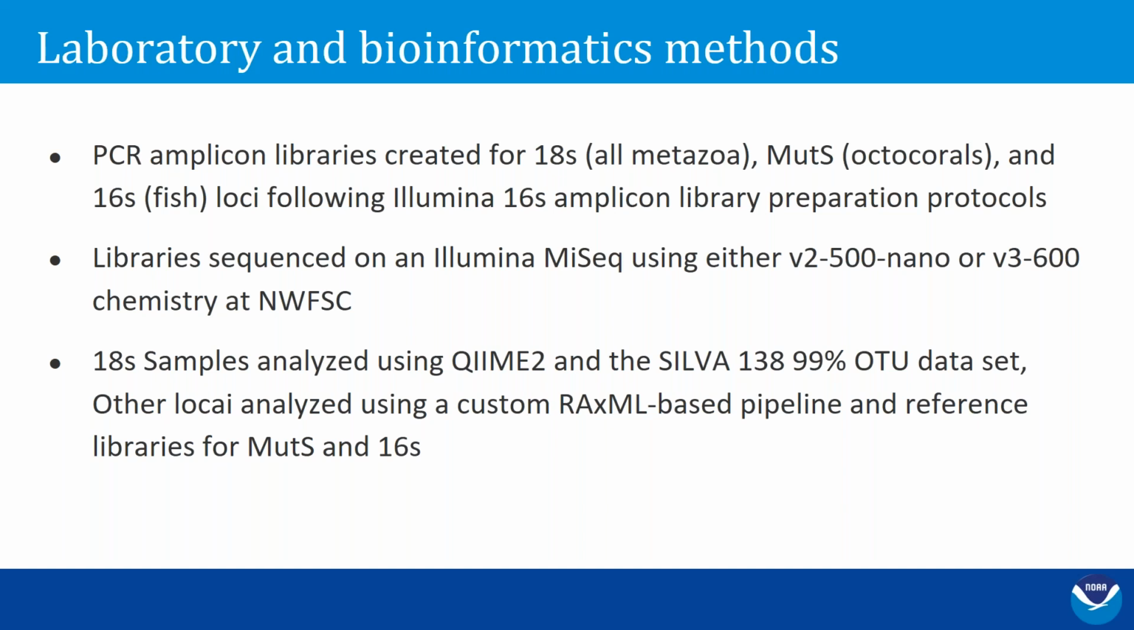These sequencing libraries are sequenced on an in-house Illumina MiSeq sequencer at Northwest Fisheries Science Center. This produces millions of reads per run, depending on the chemistry we're using. And then we have 2 different bioinformatics pipelines we're using to analyze the data. For the 18S samples, we use QIIME2 and the Silva 138 OTU dataset. And for the 16S and mutS octocoral libraries, because their taxonomy is poorly understood in octocorals, we use a custom RAxML-based pipeline with an in-house developed reference voucher library set to do species assignments.